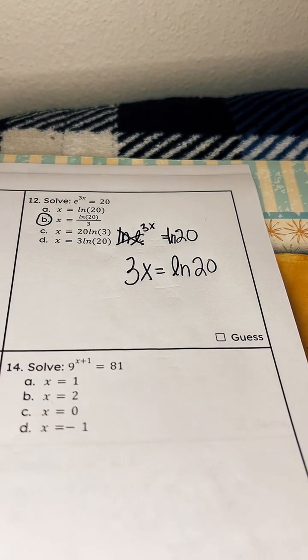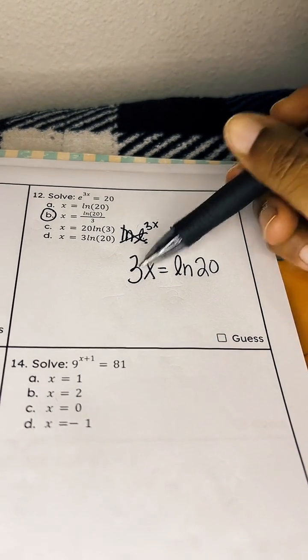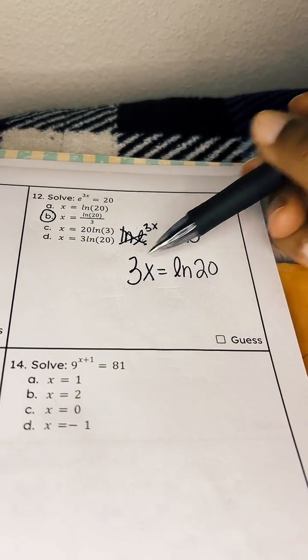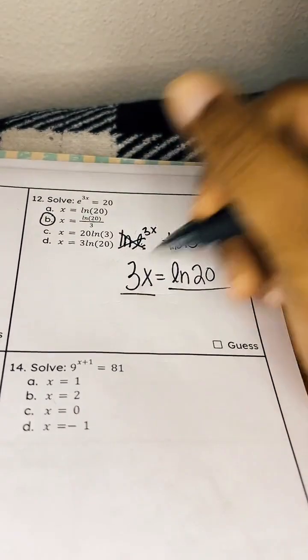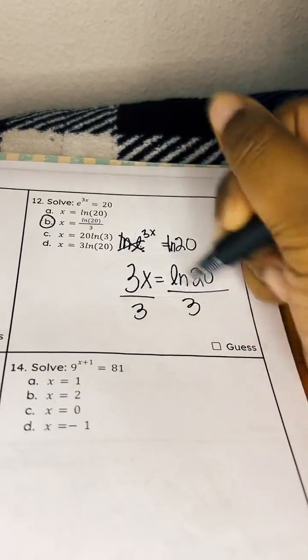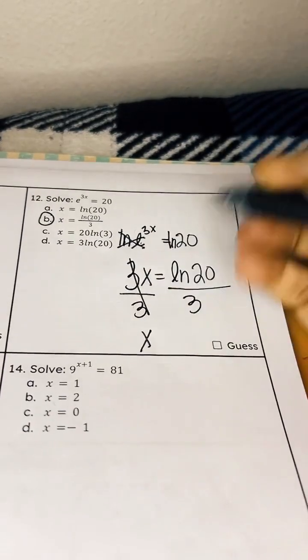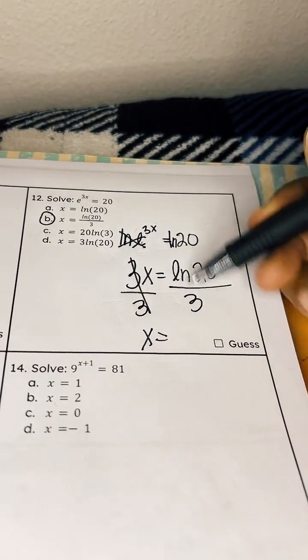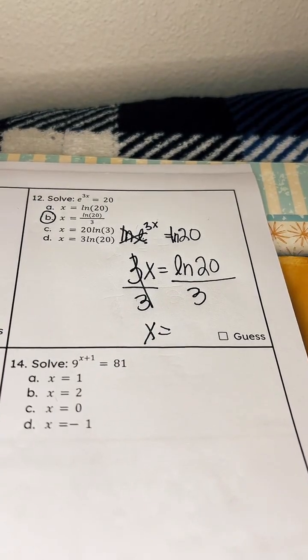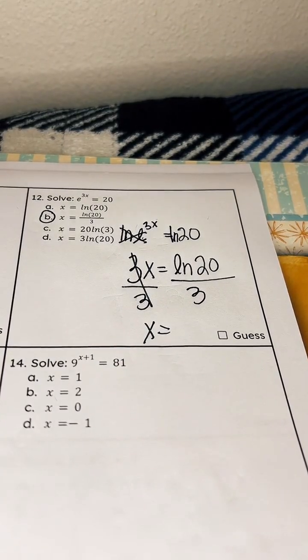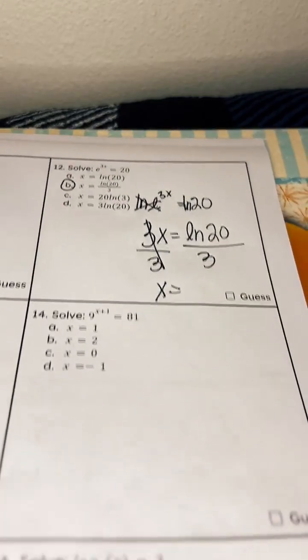All right, now we just need x by itself. Whenever a number is attached to a letter, they're multiplied. To undo that, we're going to divide. And yes, x equals that right there. And that would be our answer.